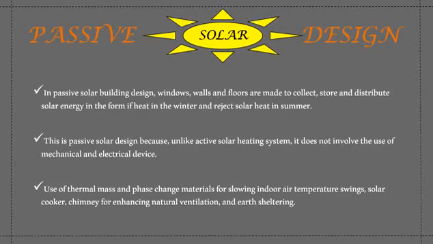First one is passive solar design. In passive solar building design, windows, walls, and floors are made to collect, store, and distribute solar energy in the form of heat in the winter and reject solar heat in summer. This is passive solar design because unlike an active solar heating system, it does not involve the use of mechanical and electrical devices. It uses thermal mass and phase change material to slow indoor air temperature swing, solar chimney for enhancing natural ventilation, and earth sheltering.